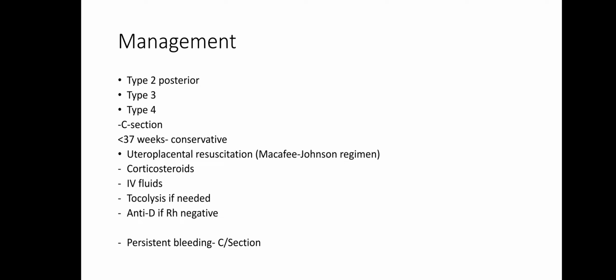So you give fluids, you give corticosteroids, which will help in fetal lung maturity. If there is labor, if you detect contractions, you can give tocolysis, which will reduce uterine contraction. And if the mother is Rh negative, so if the blood group is negative, any negative, O negative, A negative, you can give the anti-D to prevent isoimmunization. However, if despite the conservative management there is still persistent bleeding, you have no choice but to take her for C-section. Thank you.